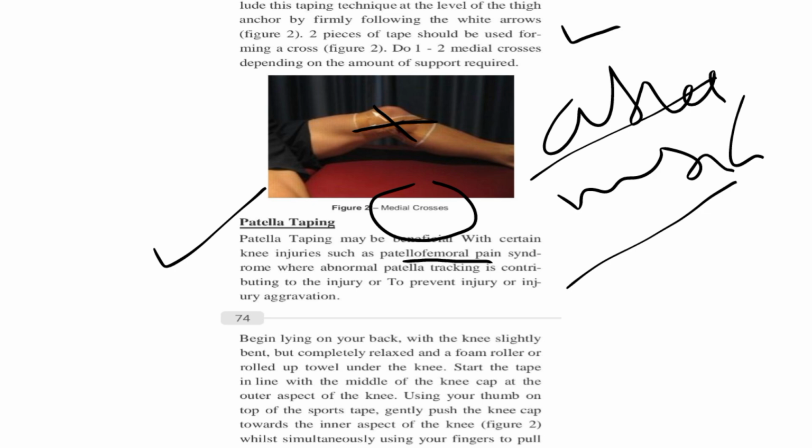Begin laying on your back with the knees slightly bent but completely relaxed and a foam roller under the knee. Start the tape in line with the middle of the kneecap at the outer aspect of the knee. Use your thumb on the top of the sports tape. Gently push the kneecap towards the inner aspect of the knee.